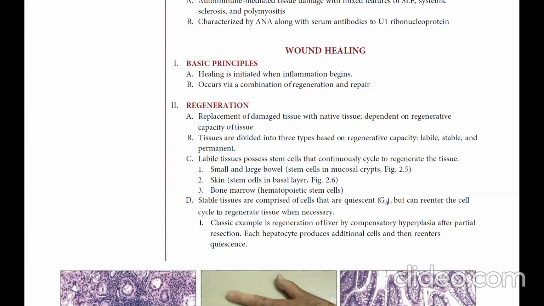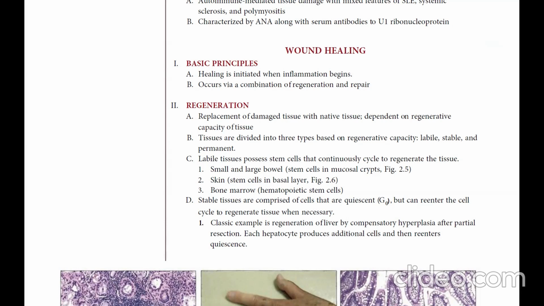Labile tissue possesses stem cells that continuously cycle to regenerate the tissue. Examples: small and large bowel stem cells in mucosal crypts, skin stem cells in the basal layer, bone marrow hematopoietic stem cells.